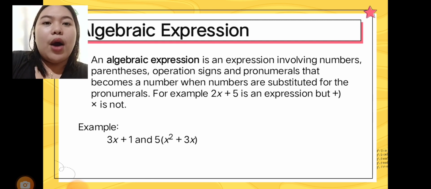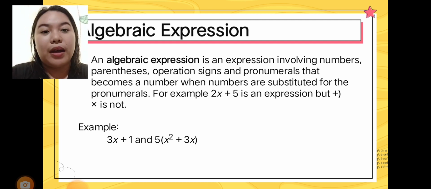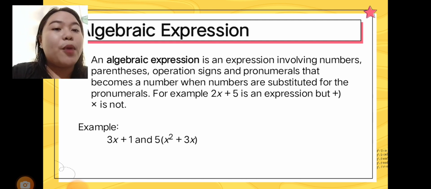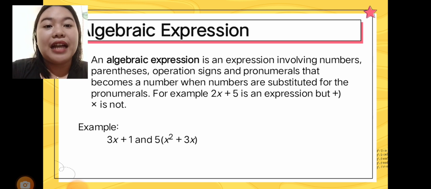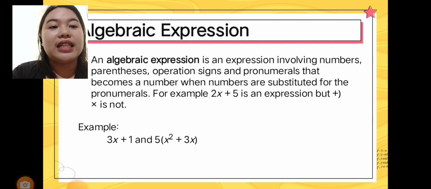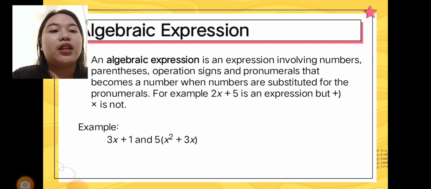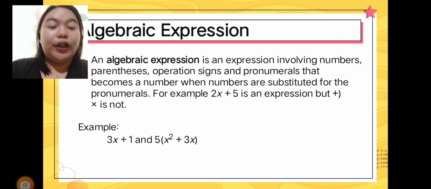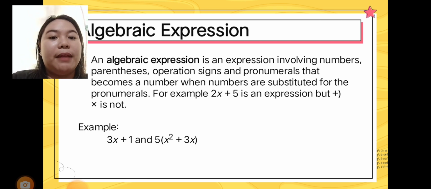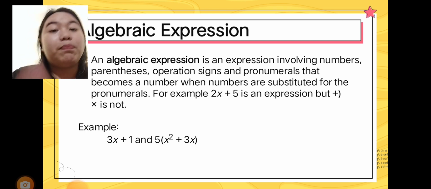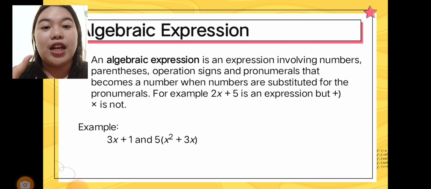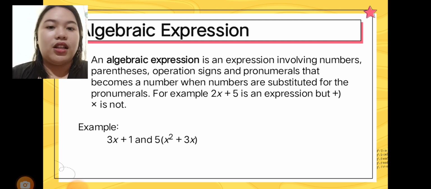Next, what is an algebraic expression? An algebraic expression is an expression involving numbers, parentheses, operation signs, and pronumerals that becomes a number when numbers are substituted for the pronumerals. For example, 2x plus 5 is an expression, but the operation of addition and multiplication alone is not.